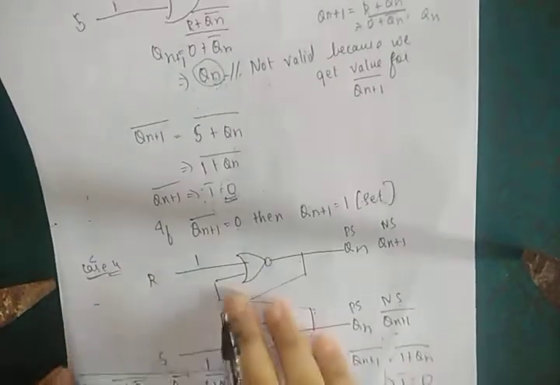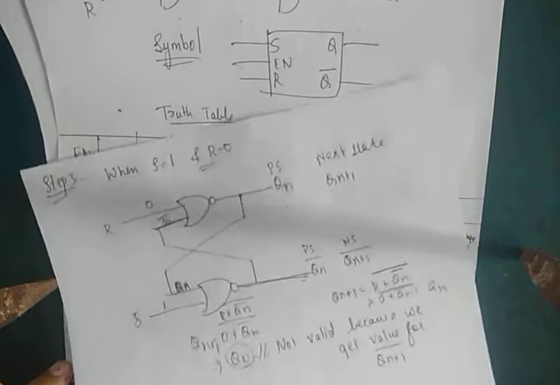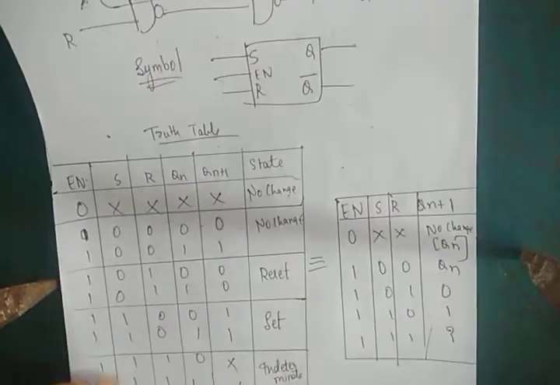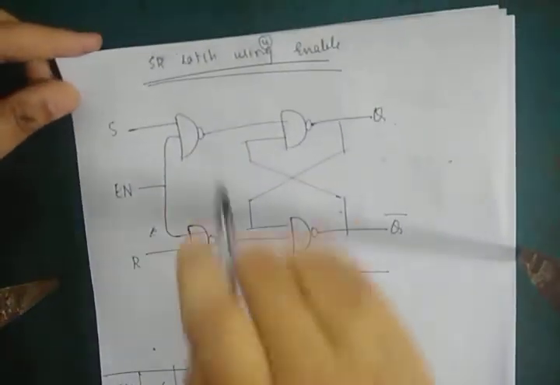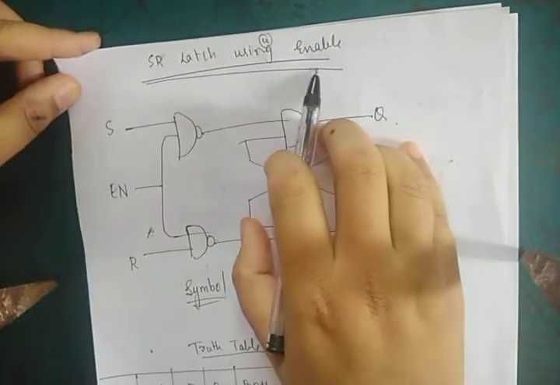So this is the working, what we have seen. Now we'll see the SR latch using enable. The concept is the same. Logic diagram, truth table, also you can see. Only slight differences will be there. That's it. So, SR latch using enable.